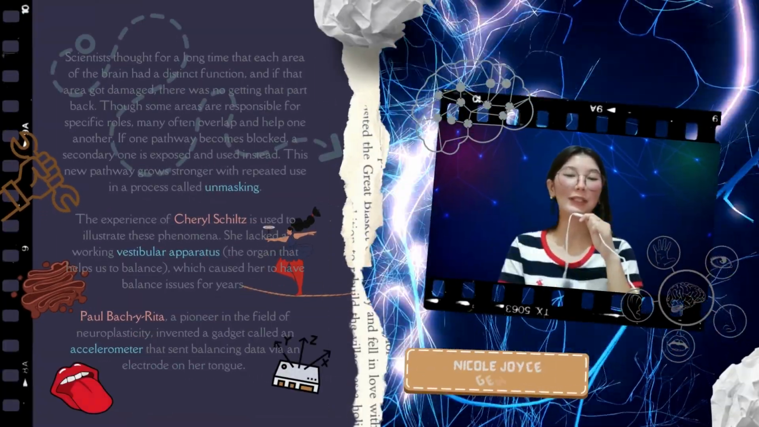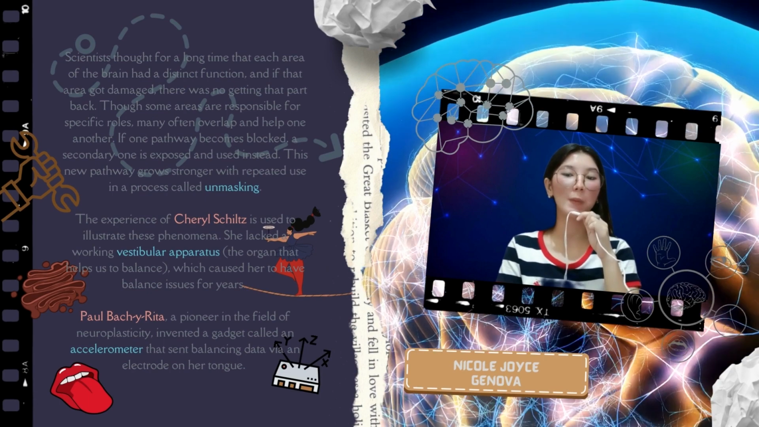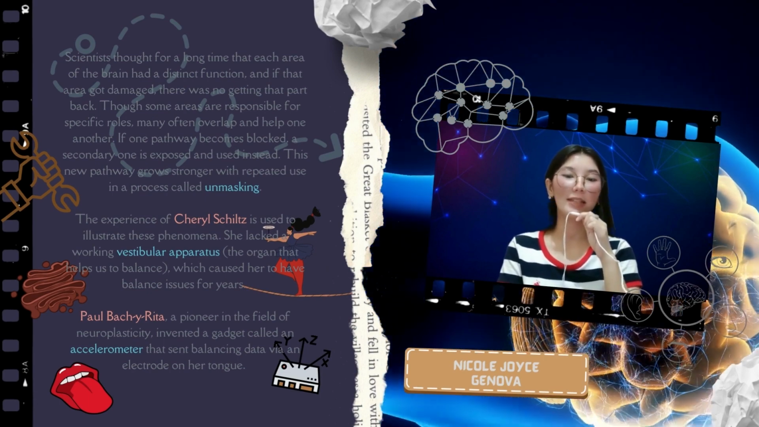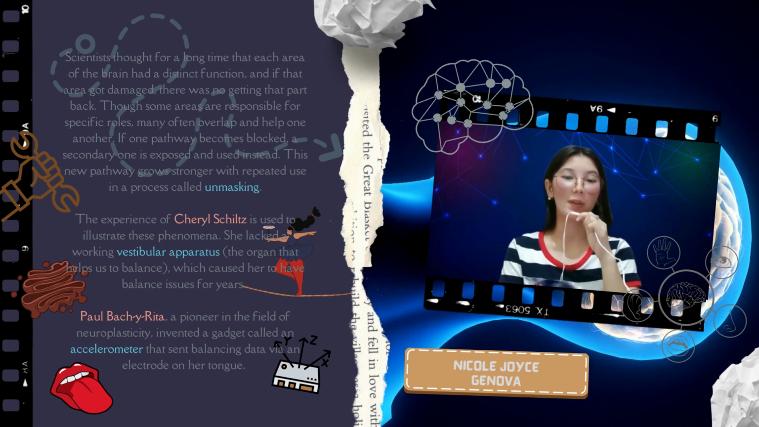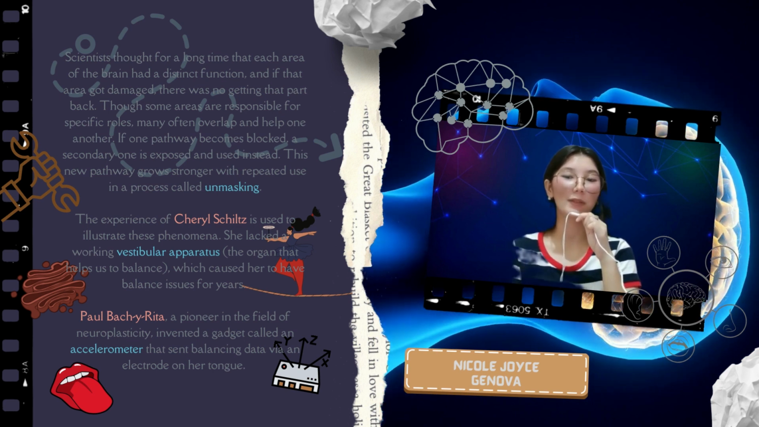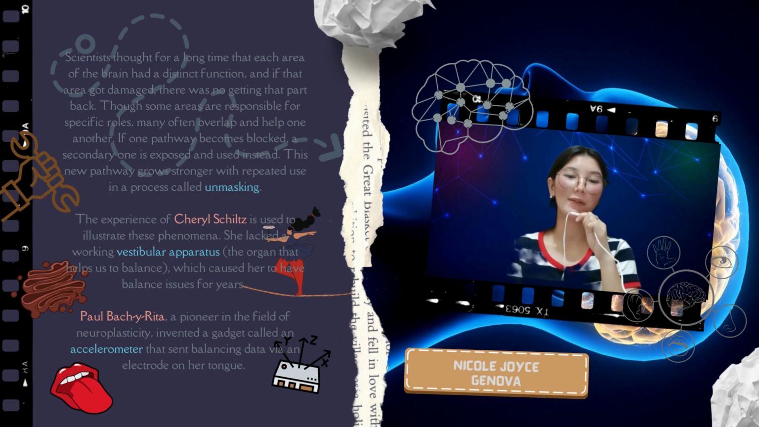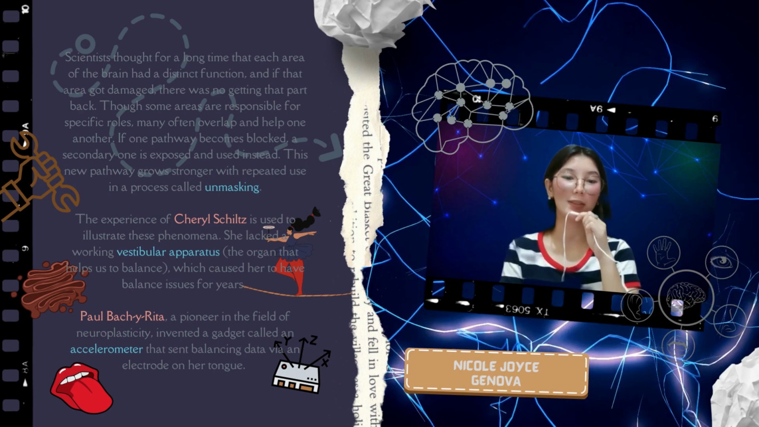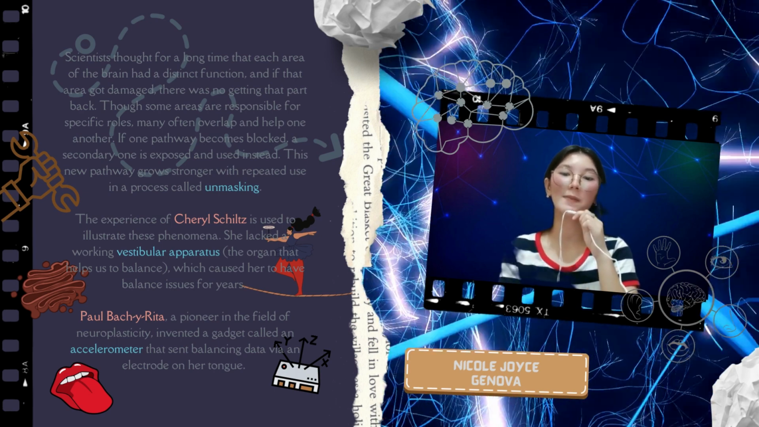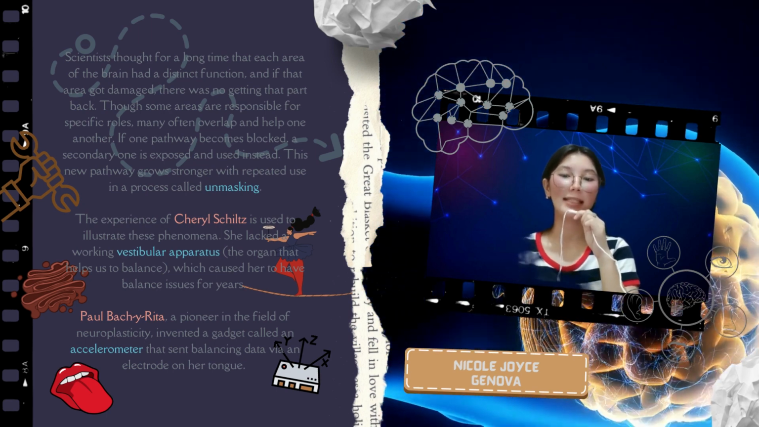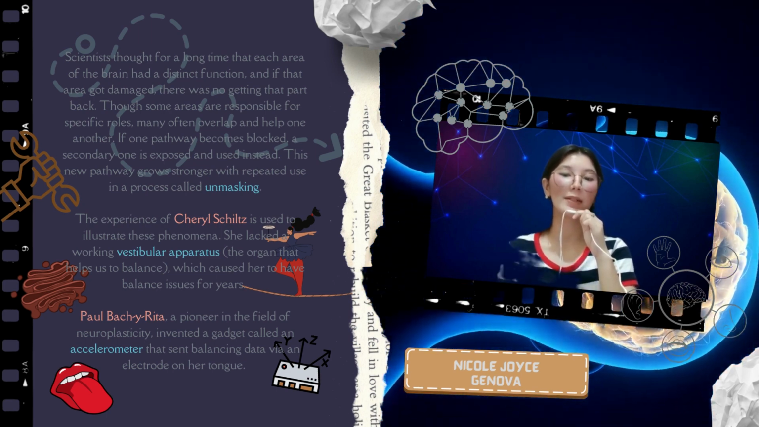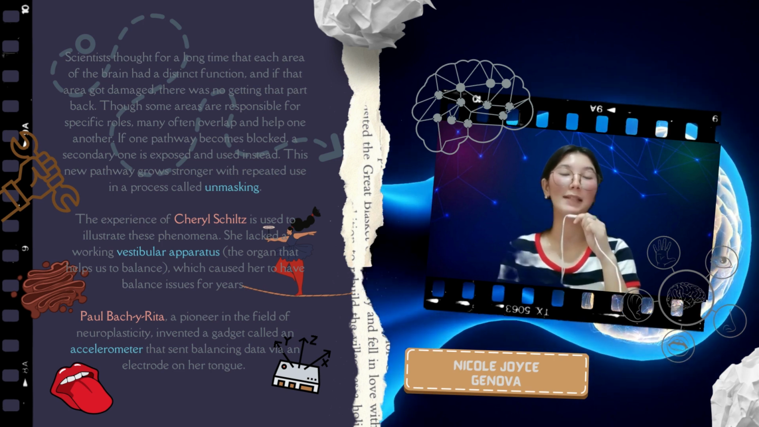Scientists thought for a long time that each area of the brain had a distinct function, and if that area got damaged, there was no getting that part back. Though some areas are responsible for specific roles, many often overlap and help one another. If one pathway becomes blocked, a secondary one is exposed and used instead. This new pathway grows stronger with repeated use in a process called unmasking.